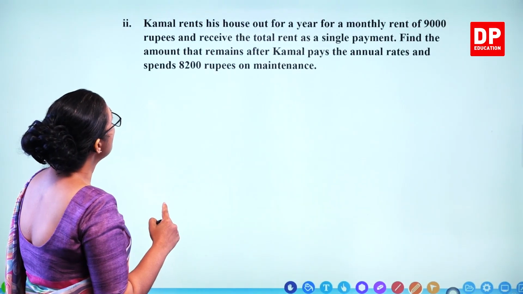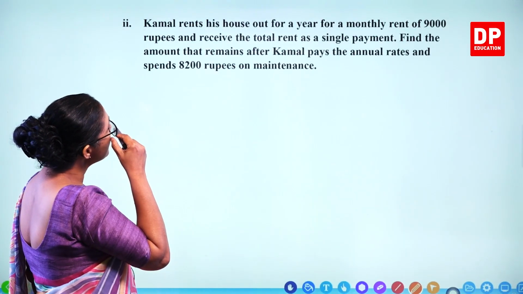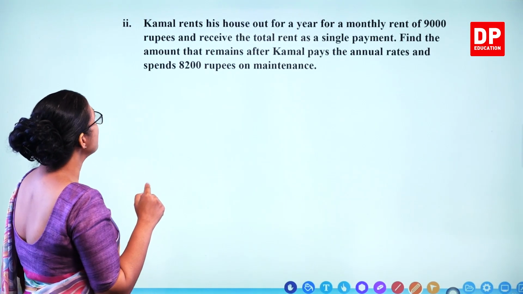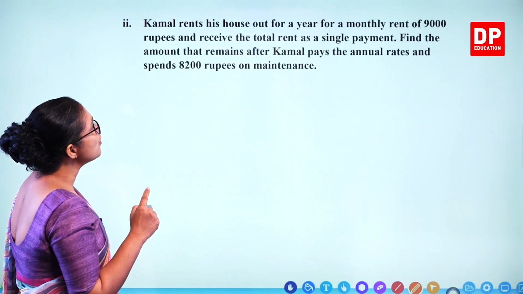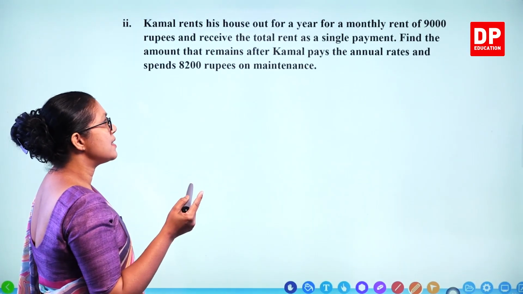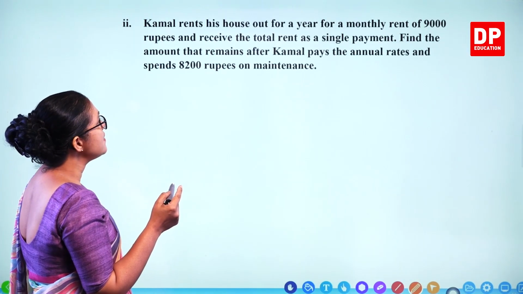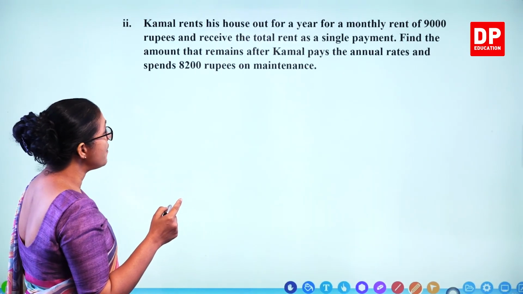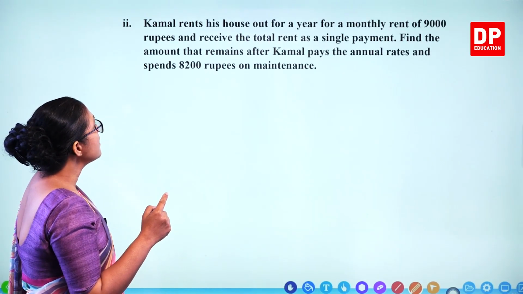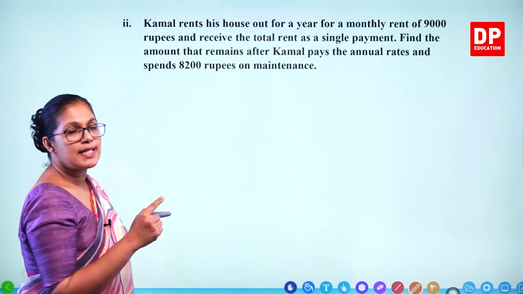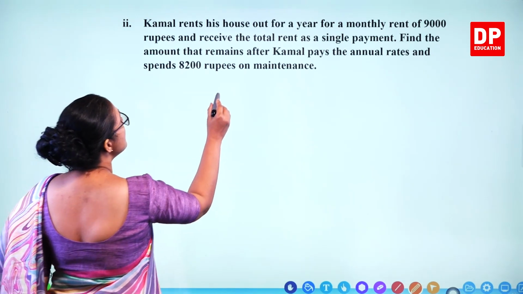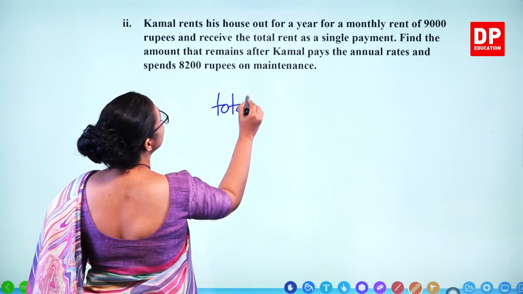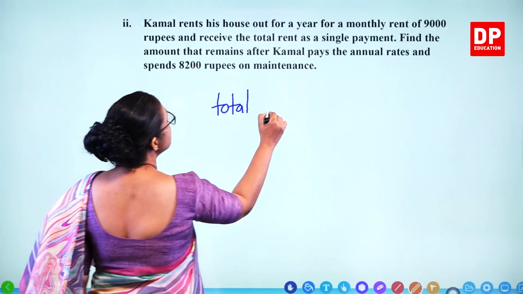Part 2. Kamal rents his house out for a year for a monthly rent of 9,000 rupees and receives the total rent as a single payment. Find the amount that remains after Kamal pays the annual rates and spends 8,200 rupees on maintenance. So what is the total rent?